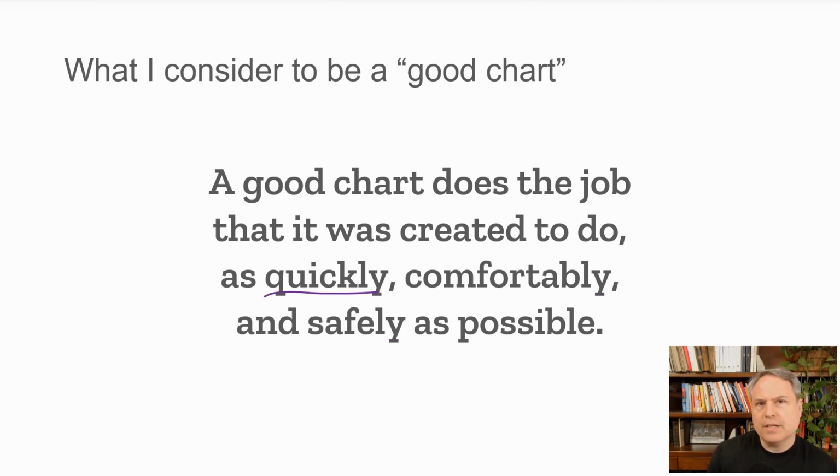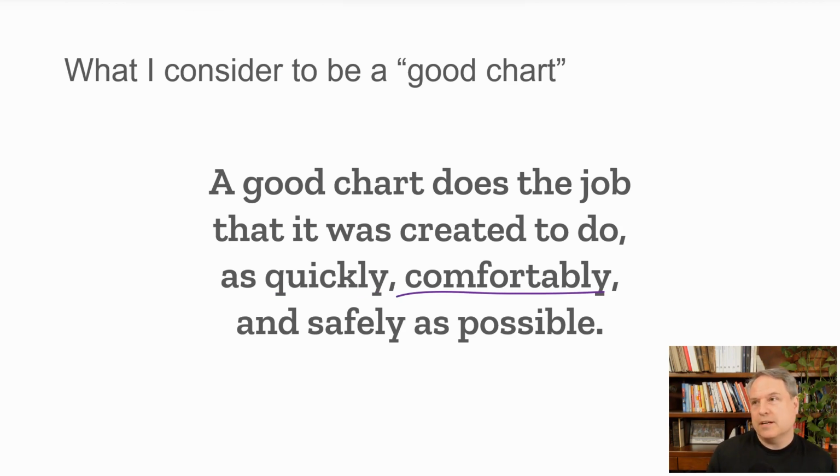Well, to my mind anyways, a good chart can be read quickly. It requires as little time as possible for the audience to interpret. Now, sometimes our chart is just showing something that's a little complex, and so as quick as possible might even be 30 or 60 seconds or even perhaps several minutes, but it's always as quick as possible.